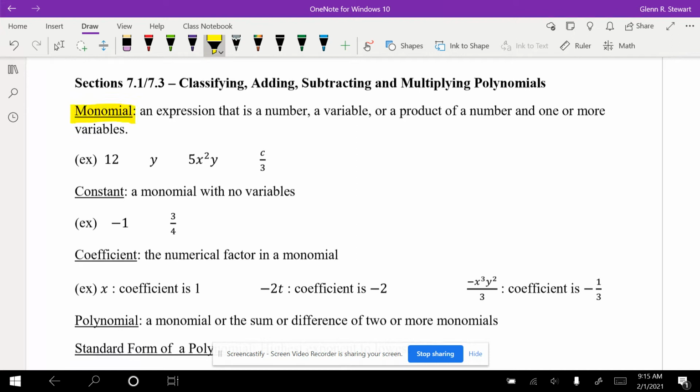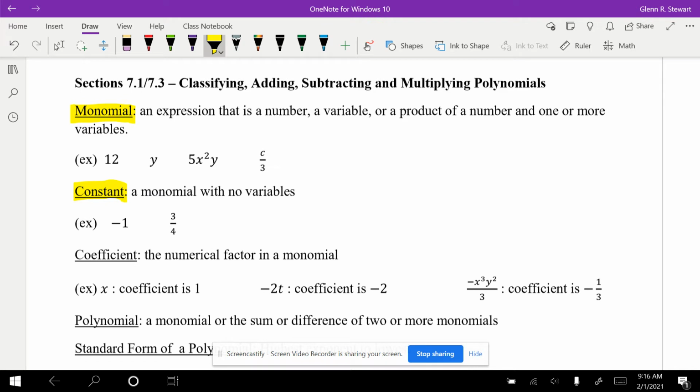We've got monomial, which is an expression, a number, or variable, or even a mixture of one or more variables. You take a look at all those examples that you have. Notice how monomial is essentially saying one term. Okay, mono means one. A constant then is a monomial with no variables at all. So the difference between those is literally just an x or a y.